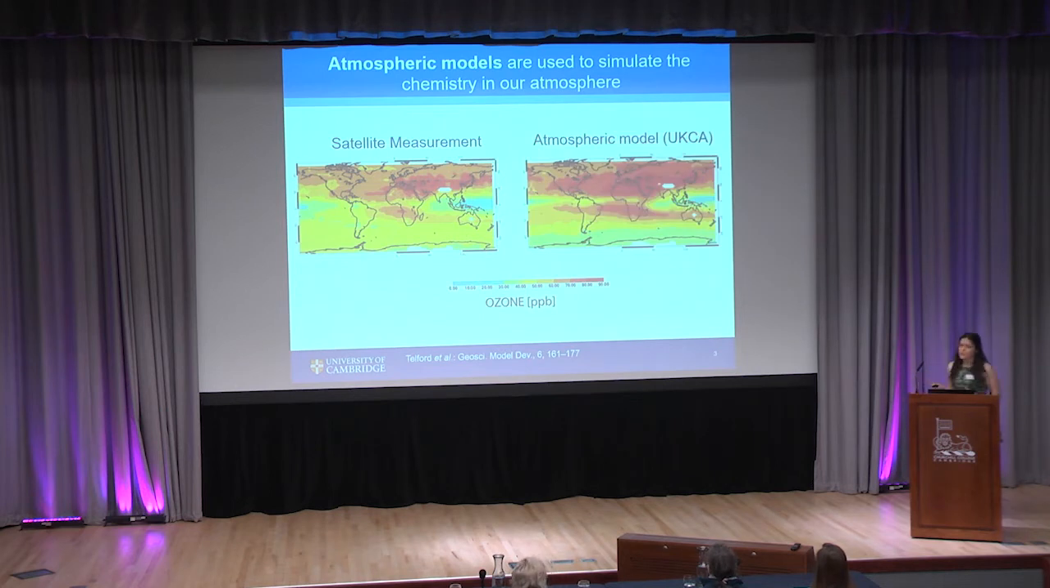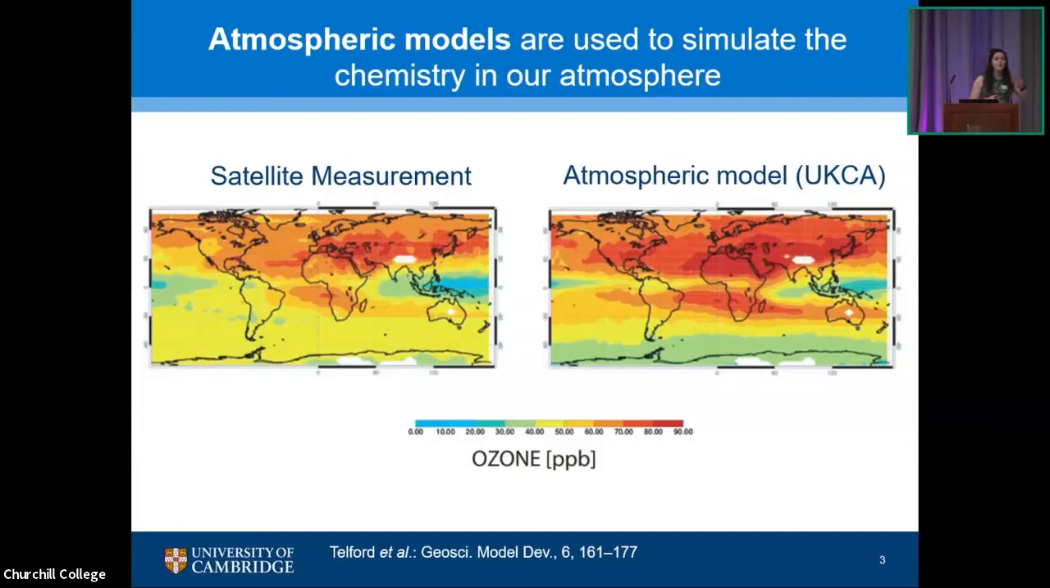Now, we can try to model this with an atmospheric model. In this case, it's UKCA, and that's the model I'll be using during my PhD. So the really good thing about these models is that they can allow us to predict what would happen if, let's say, we doubled the emissions in industry. How would that affect ozone? Or let's say we want to figure out what is having the biggest impact, which industry is impacting our ozone concentrations the most. Atmospheric models can be used for those things.